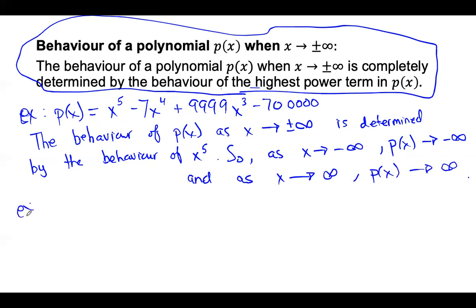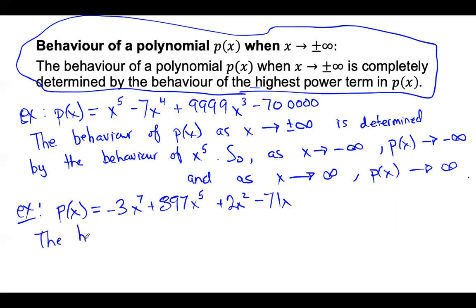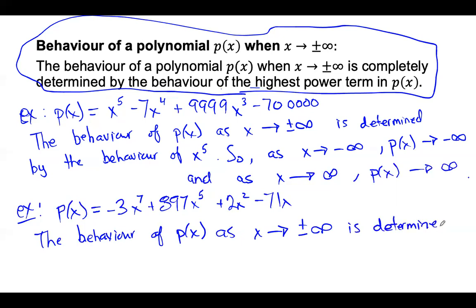Another example about the behavior of this: negative 3x to the power, let's say 7, plus 897x to the power 5, plus 2x to the power 2, minus 71x. What is the behavior of this polynomial as x approaches positive or negative infinity? We see it's determined by, what is it determined by? Right, perfect. By this highest power, minus 3x to the power 7.